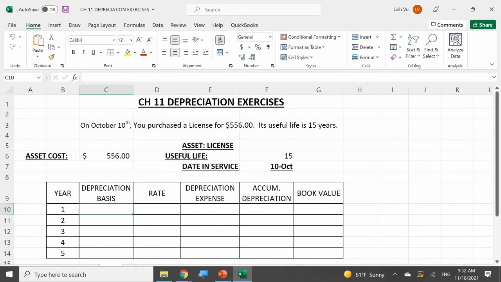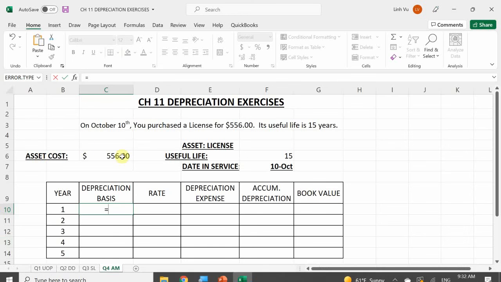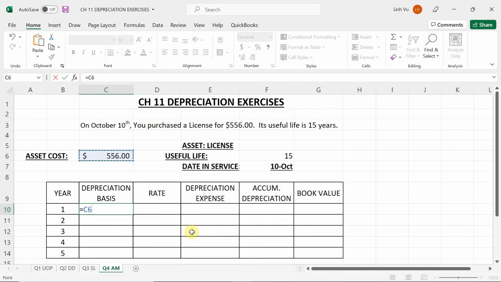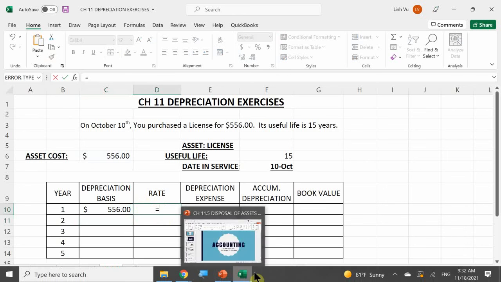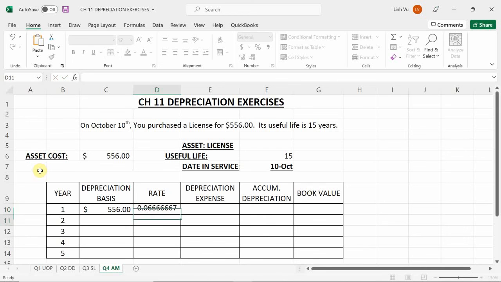Okay, so in this case, what's my depreciation basis going to be? It's going to be your asset cost, exactly identical to straight line. But straight line has a salvage value, right? Intangibles do not have any salvage value. So in this case, it's going to be the asset cost. Okay. What's my rate going to be? 0.0667. Okay, good, right? It's going to be 1 over 15, which gives you 0.0667.